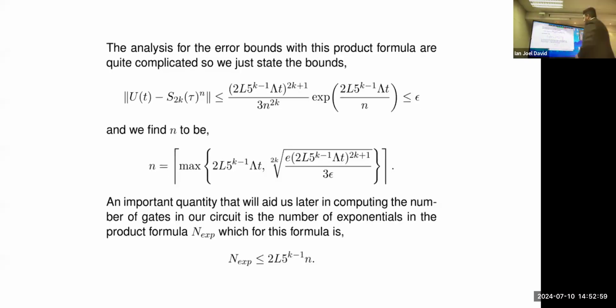Is the number of exponentials that are found in this product formula. Basically, what we found it to be is that we take n times the number of exponentials in an individual product of S_{2k-2}, and it's precisely this term here.